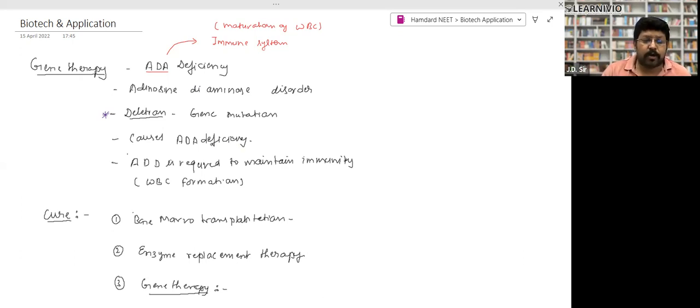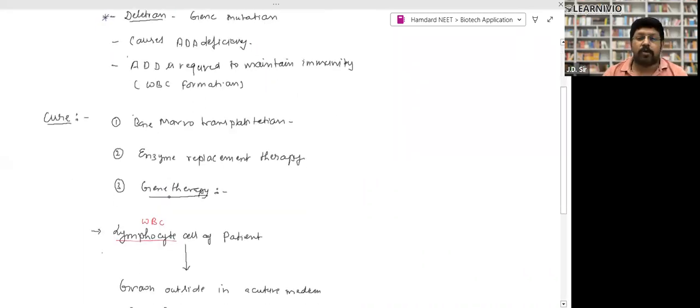Now, how can we maintain that portion? So ADA is required to maintain the immunity, right? So WBC formation will not take place. So how will you cure that disease? There are multiple ways to cure this disease, right? What are we doing nowadays? The first and foremost thing is bone marrow transplantation. What happens in bone marrow transplantation? The part which is responsible for formation and maturation of WBC, the bone marrow, we remove, take the bone marrow from another person and transplant it over there. So that the deficiency could be removed.